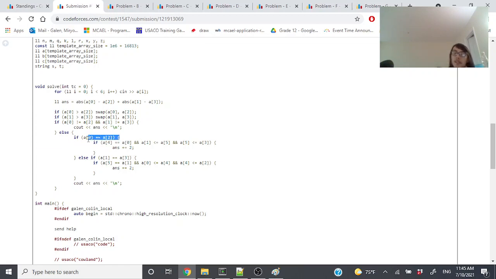So you check if the x coordinates are the same, then you check if the obstacle is on the same x coordinate and between the y coordinates. Otherwise, if the y coordinates are the same, you check if it's on the same y coordinate and between the x coordinates. And if any of these cases holds, you add 2 to the answer and then just print it.